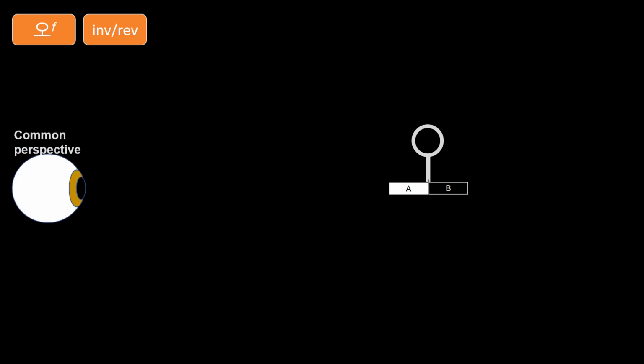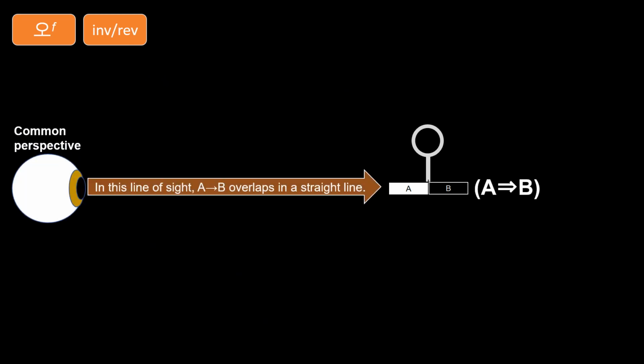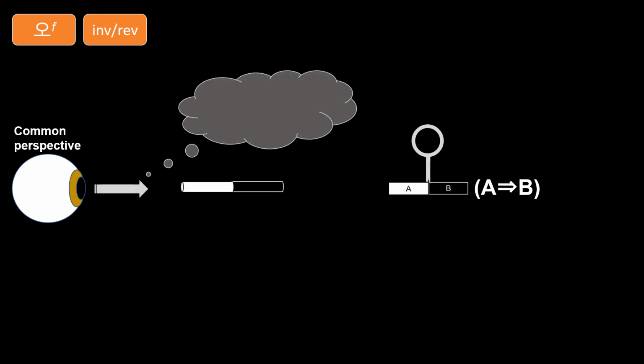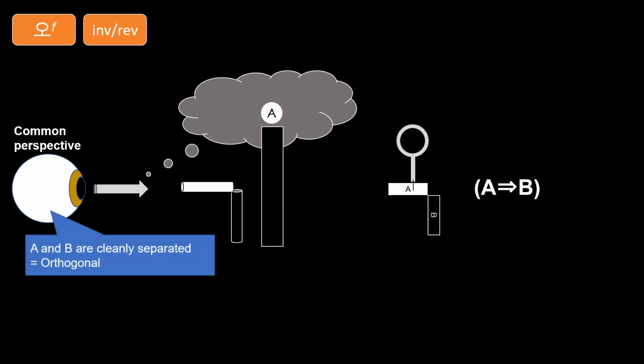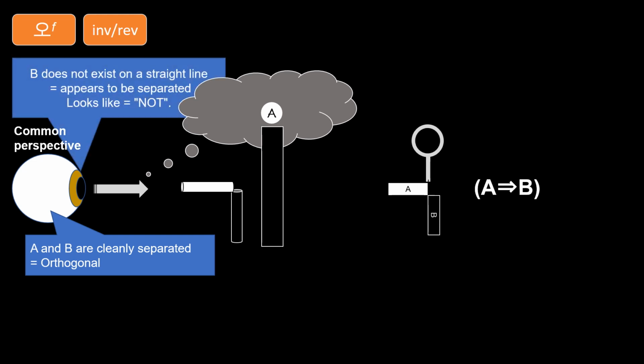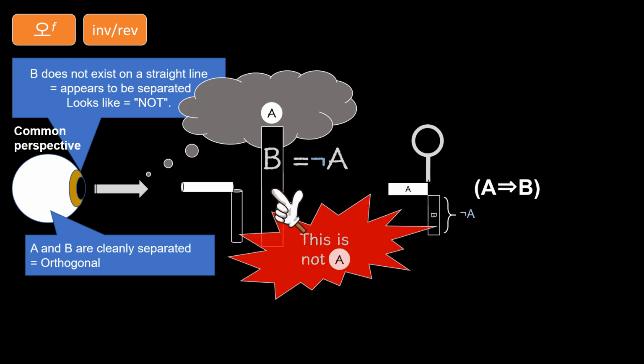Ordinary people perceive the logic that if A is B, overlapping in a straight line. A logic, if A then B. If you look at the white and black cylinders from the side, you can only see a white circle. If the black cylinders are orthogonal, the black cylinders will clearly look different from the white cylinders. A and B are clearly separated, i.e. orthogonal. B is not A. This is not A.